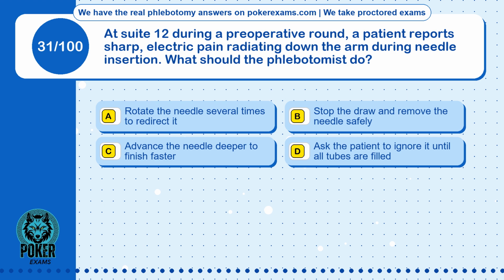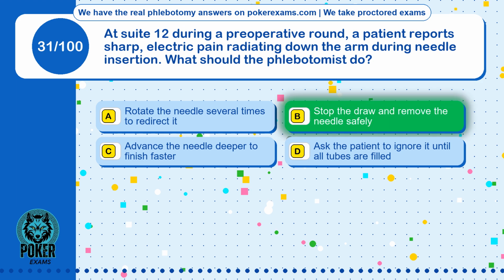Question 31. At Suite 12 during a preoperative round, a patient reports sharp, electric pain radiating down the arm during needle insertion. What should the phlebotomist do? Option A. Rotate the needle several times to redirect it. Option B. Stop the draw and remove the needle safely. Option C. Advance the needle deeper to finish faster. Option D. Ask the patient to ignore it until all tubes are filled.